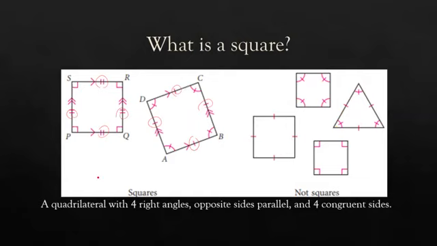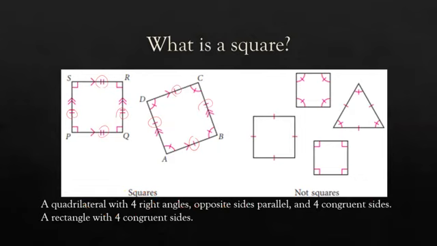So it's a quadrilateral, it has four sides. It has four right angles. The opposite sides are parallel, and it has four congruent sides. We could cut that definition down a little bit, right? What if we start with something we've already defined? What if we call it a rectangle with four congruent sides? Remember, a rectangle was a quadrilateral with four right angles and opposite sides parallel. So we just say a rectangle with four congruent sides.